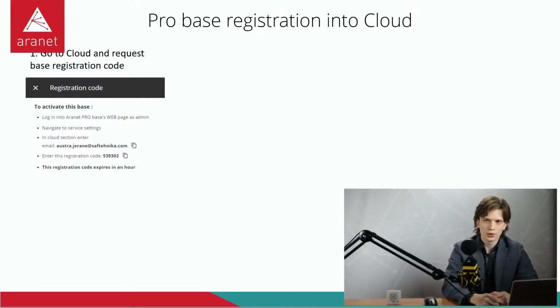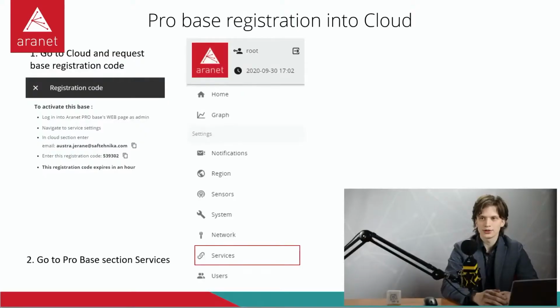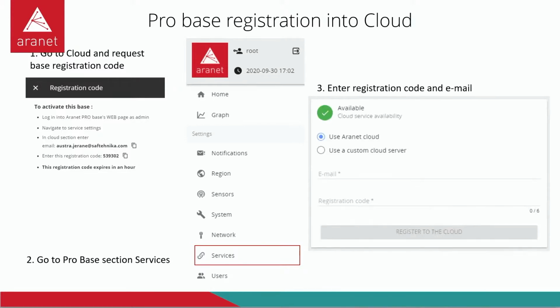So how do you register a base station in the cloud? Whenever you open up the cloud, especially the first time, you will have this screen popping up. It will inform you of the email address and the code that you have to enter in the base station. If you have the latest firmware on the base station, you have in the services tab the possibility to go to the cloud tab and enter the email address and the registration code there, and that will allow you to register the base station to the cloud.